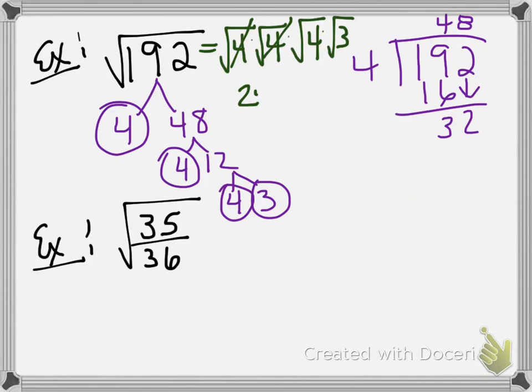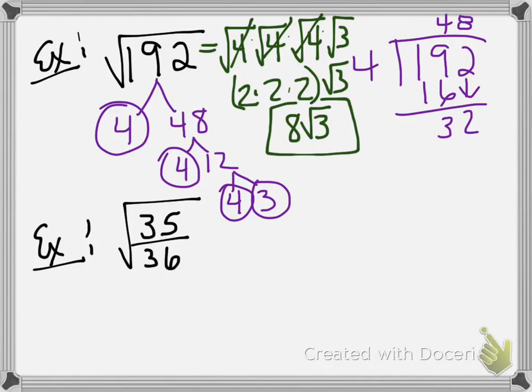And this square root of 4 is 2, and this square root of 4 is 2, times the square root of 3. And 2 times 2 times 2 is 8 square root 3. So the square root of 192 simplifies into 8 square root of 3.